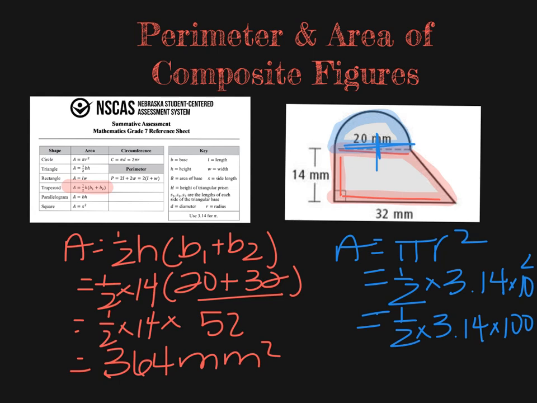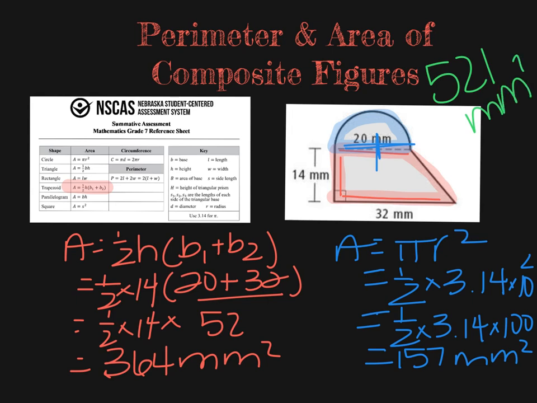And that gives you a total of 157 millimeters squared. But remember, you're not done. You have to add these two together. So you have to add together 364 plus 157. Which gives you your total area. I'm going to write it up here in the corner. A total area of 521 millimeters squared.